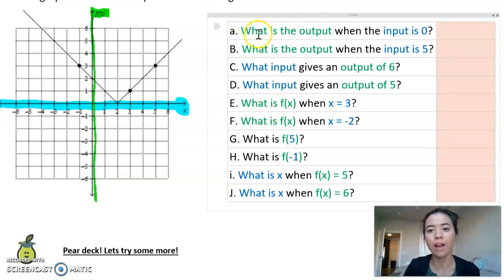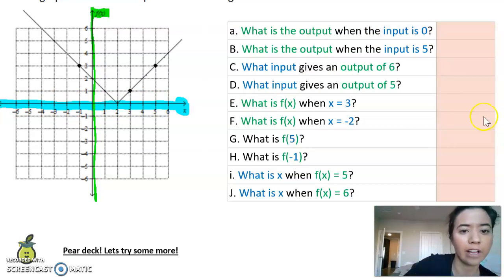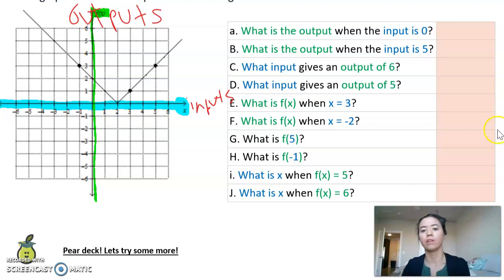So we have, what is the output? What is your y? What is your f of x when your input is 0? So on my x-axis, because x values are down here and these are my inputs, I'm going to go ahead and write in here too. So these are your inputs down here. These are your outputs up top. Okay, so inputs on this axis. So my input is 0.